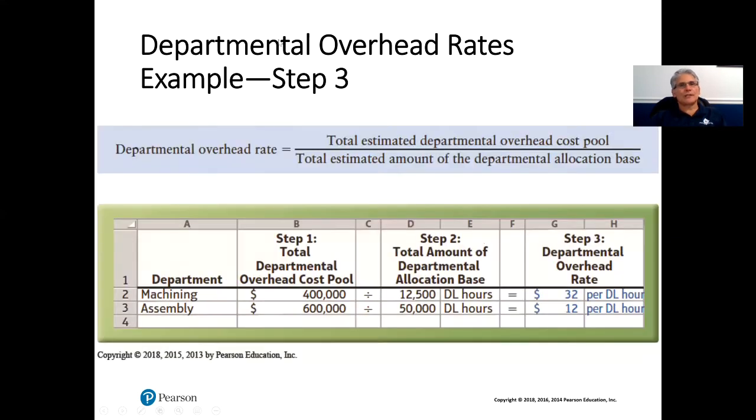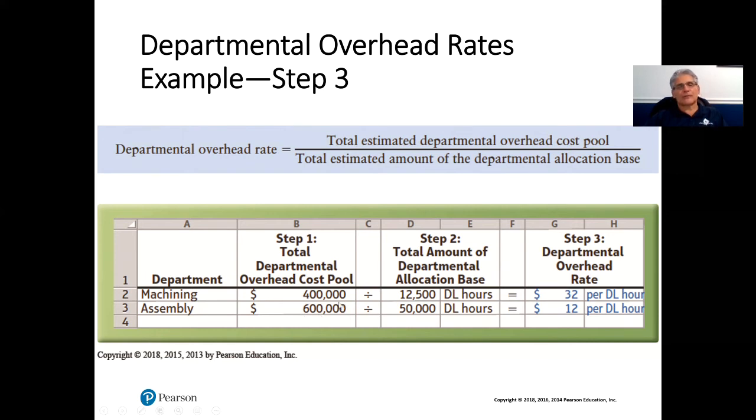So now we'll go on to computing the overhead rates for each department. We have 2 departments, so we're going to compute them for each department. How are we going to do this? Well, the total overhead costs, 400,000 and 600,000, for machining and assembly. 400,000 for machining, 600,000 for assembly. Let's just focus on machining right now.